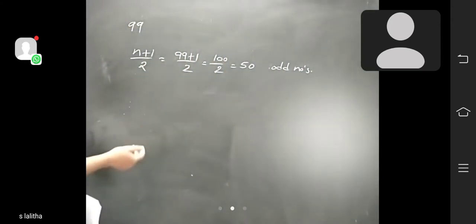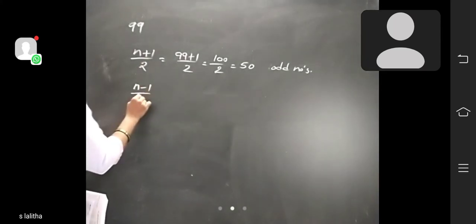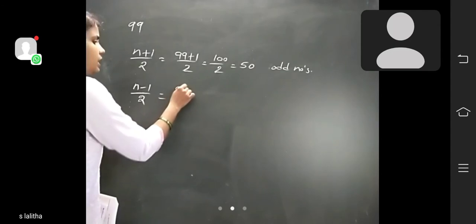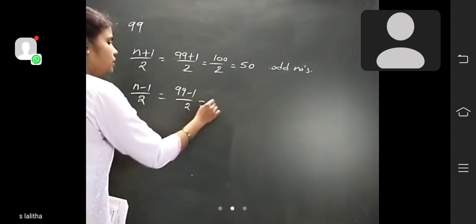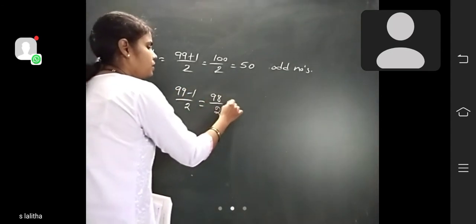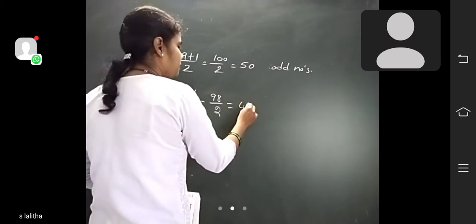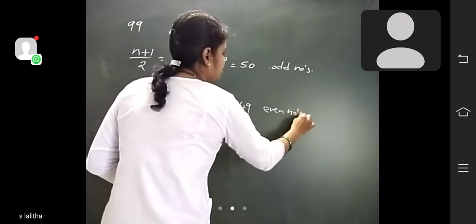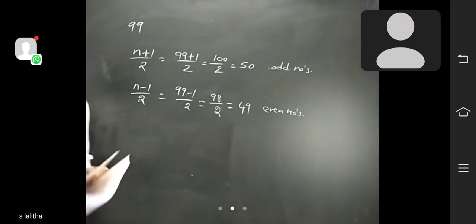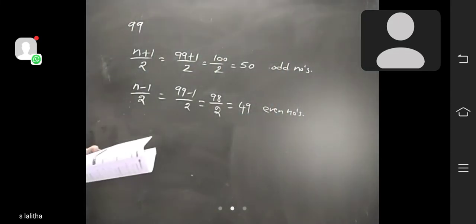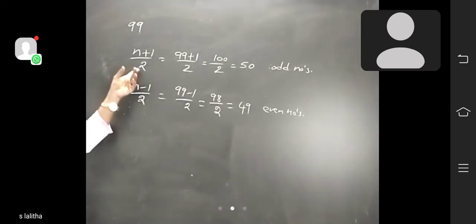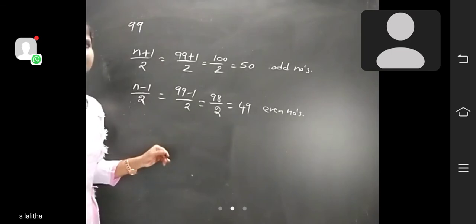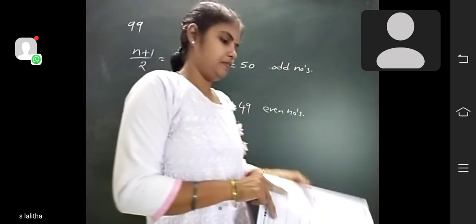And even numbers, how can you find? n minus 1 by 2. The even numbers are n minus 1 by 2. 99 minus 1 by 2. That is 98 by 2. So 49 even numbers. Did you understand that? If n is odd, there are n plus 1 by 2 odd numbers and n minus 1 by 2 even numbers. Did you understand, ma'am?